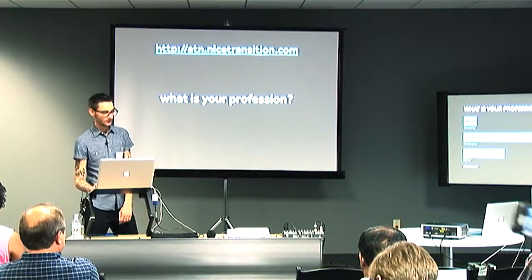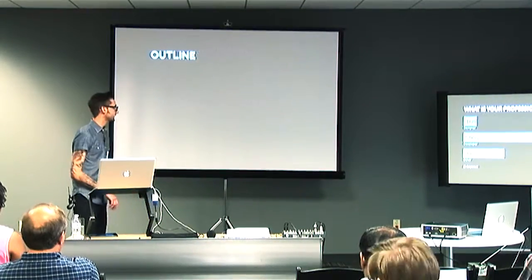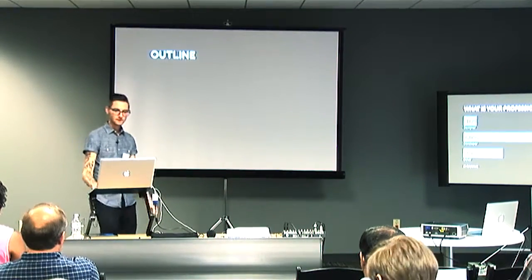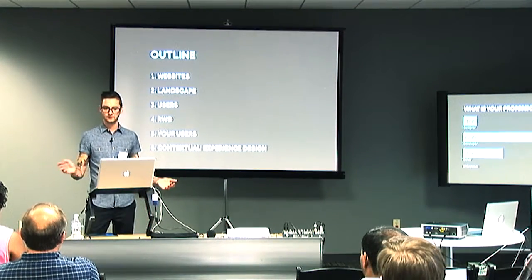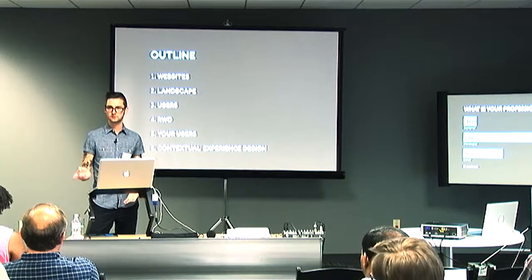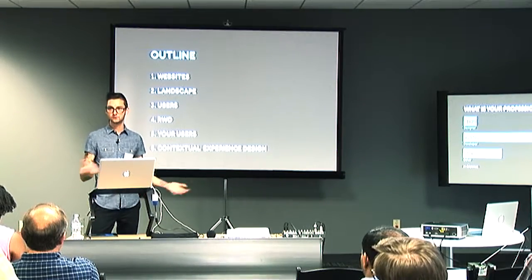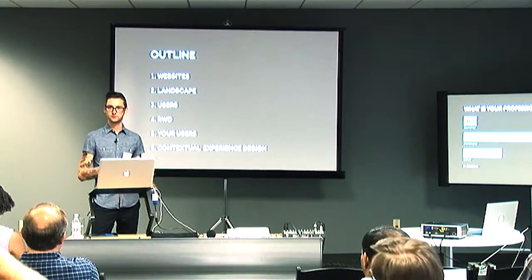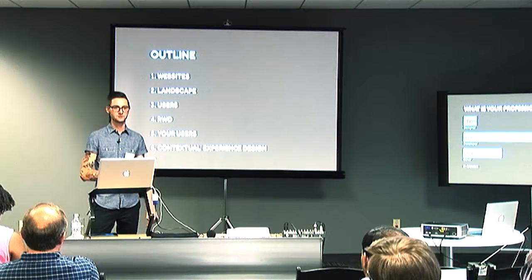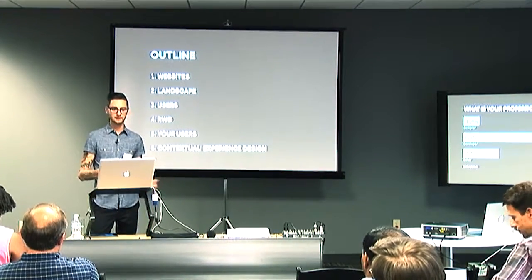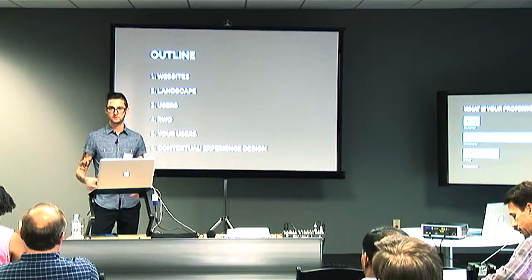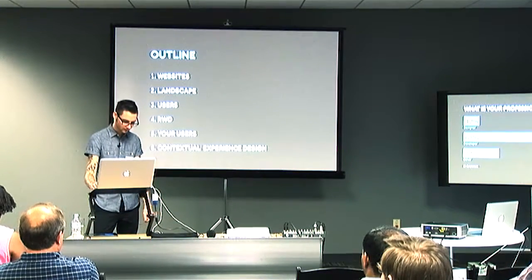All right, so getting into the outline and the topics I'm going to be covering. There are six main parts to this presentation. First we're going to start with websites in general, talk about the digital landscape, talk about users in general, then get into responsive web design, and then talk about your users. Then we'll get to contextual design and really how these numbers one through five relate back to contextual design.